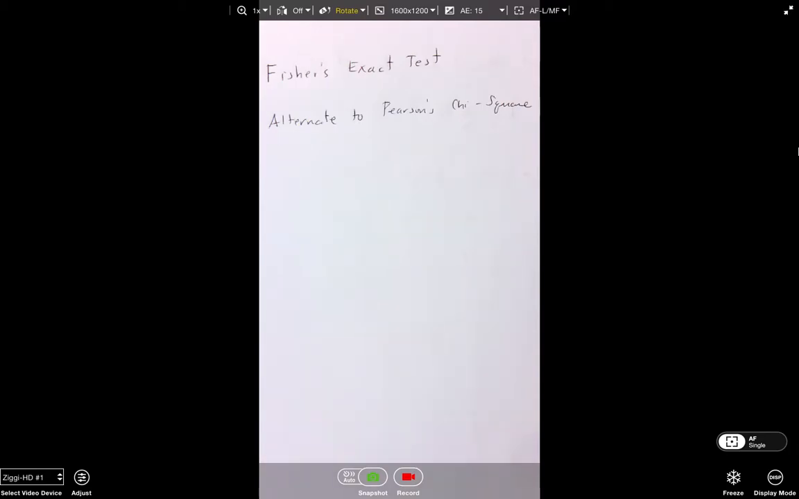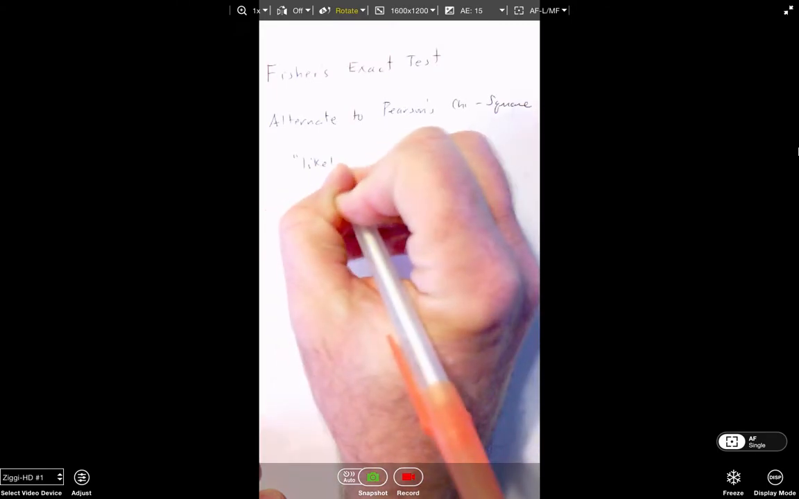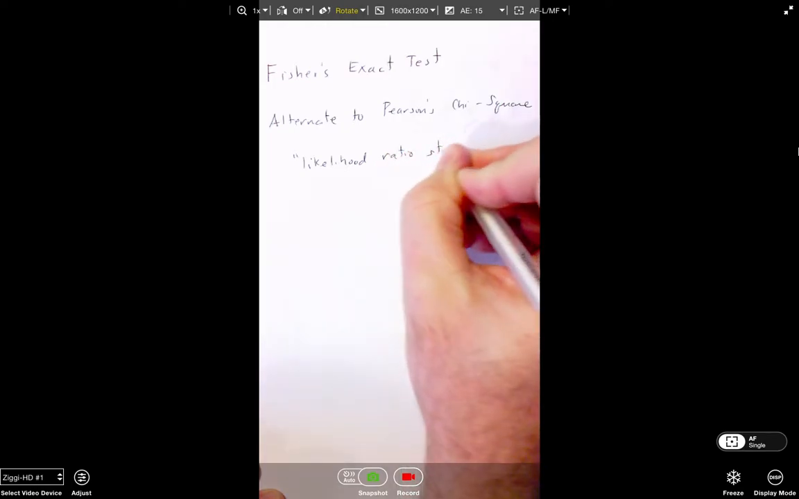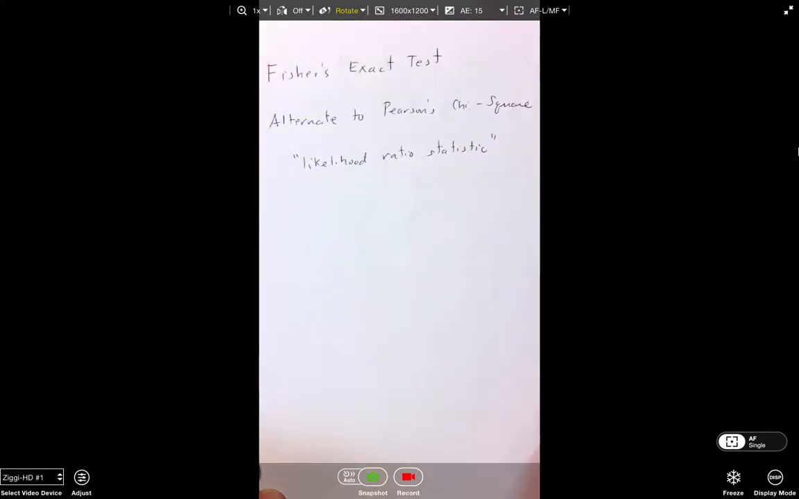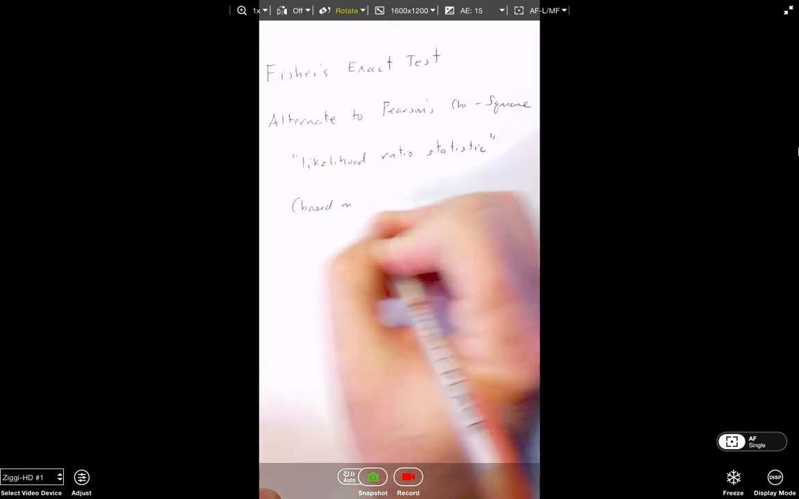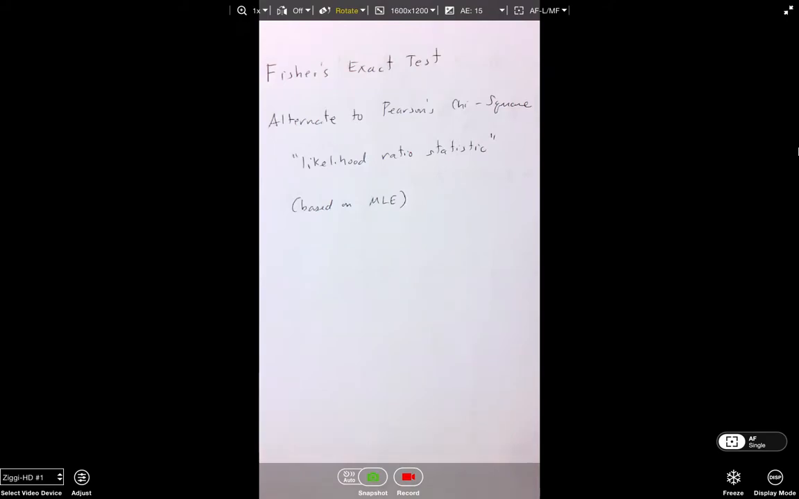It's what we call the likelihood ratio statistic. And guys, this is based on MLE. You guys remember doing those back in 6500, maximum likelihood estimation? Well, anyway, the general idea with MLEs is you collect your data, you create a model for which the probability of obtaining that data is maximized, and then you compare the model to the probability of obtaining the data that you have under the null hypothesis.